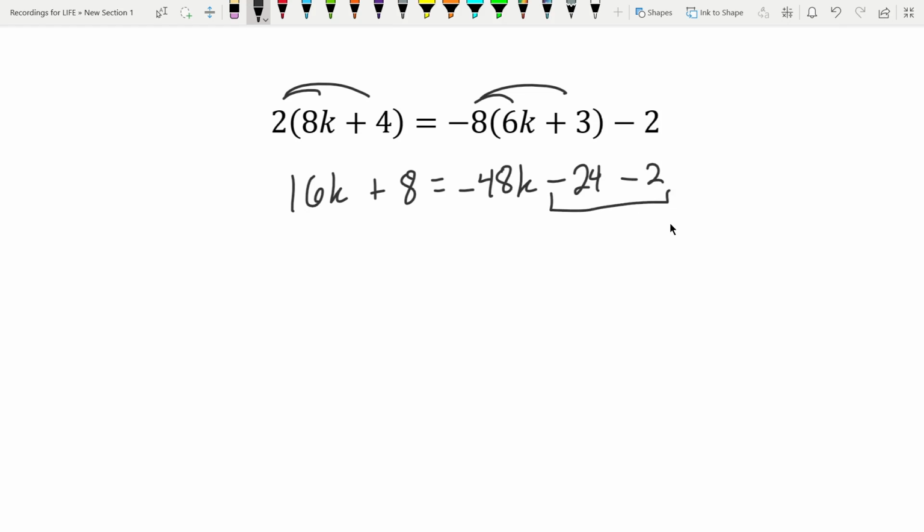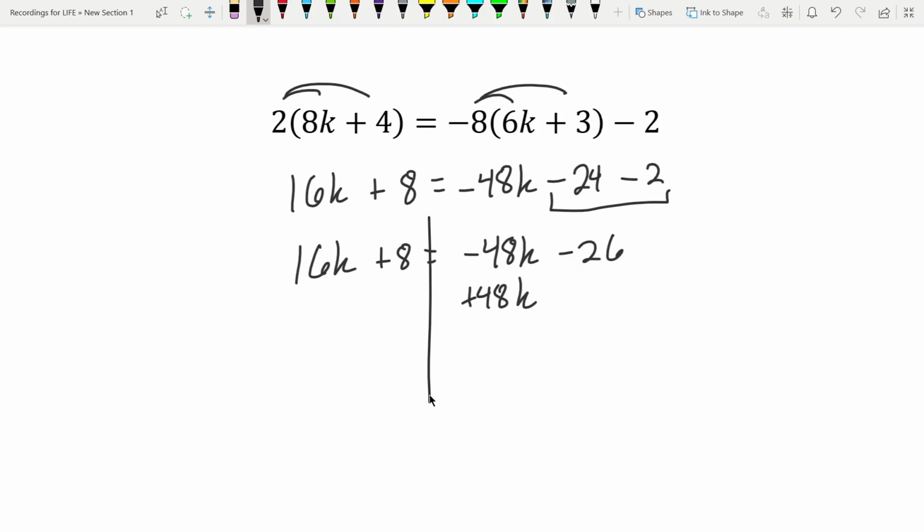These are like terms. They're on the same side of the equation, so I can add them together. -24 minus 2 is going to be -26. Okay, now I have no more like terms to combine on each side of the equation. Now I can actually get a single occurrence of K. I'm going to add the 48K here. You could subtract 16K from this side, but I'm just going to add 48K here. Doing it on both sides of the equation, the like terms cancel on that side.